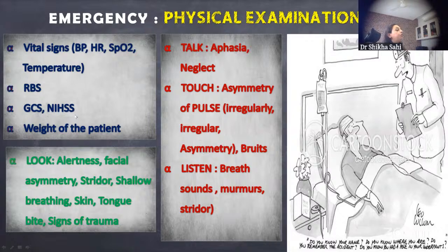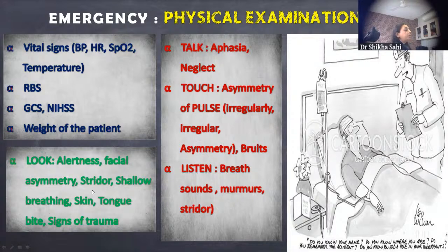Neurological examination, it is also very important. And the scoring of the neurological deficit, NIHSS score, which will establish the severity of the stroke. Then checking the weight of the patient, because we have to give weight-based therapies.